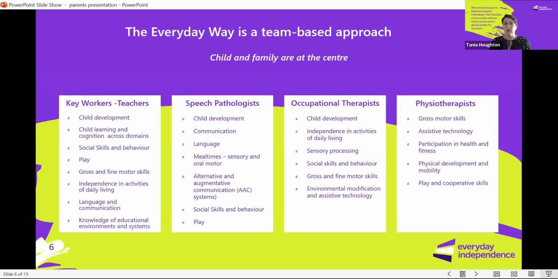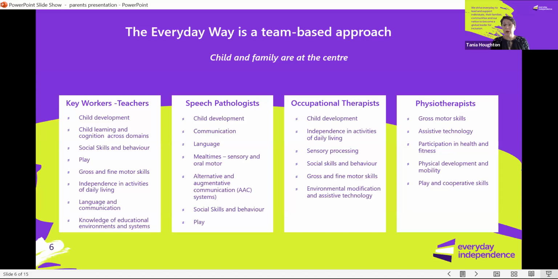They bring on the knowledge and expertise of speech pathologists, OTs and physios when there's a really specific need in a developmental area that the teachers are unable to provide support on. So they will bring in a speech pathologist to consult and provide advice around things like alternative and augmentative communication. Or they might bring in a speech pathologist to provide some support around a child's oral motor skills and articulation or language development. They may also bring in an occupational therapist to support around social skills and behaviour or sensory processing, and also around the area of assistive technology and environmental modification.